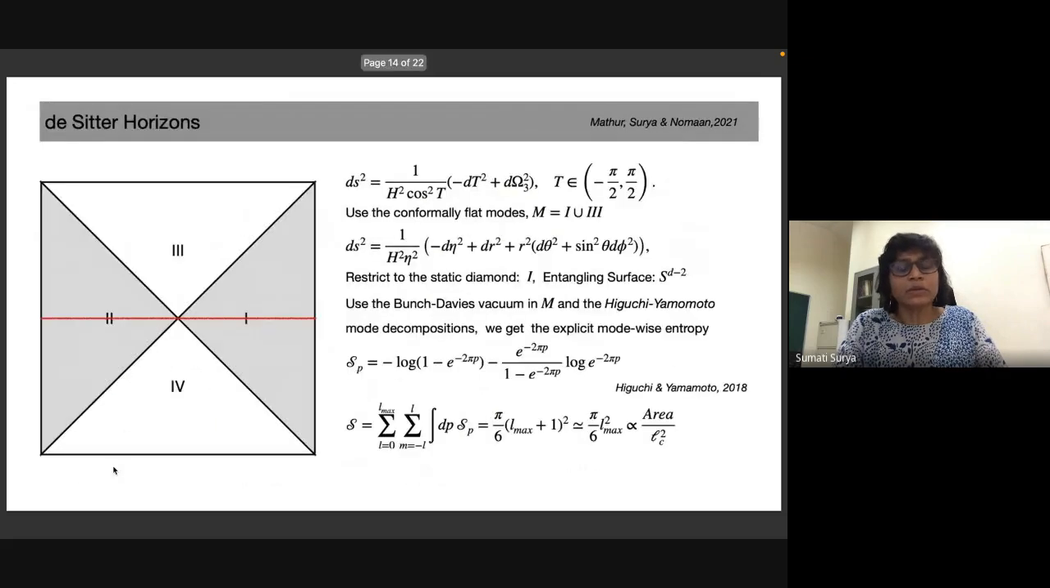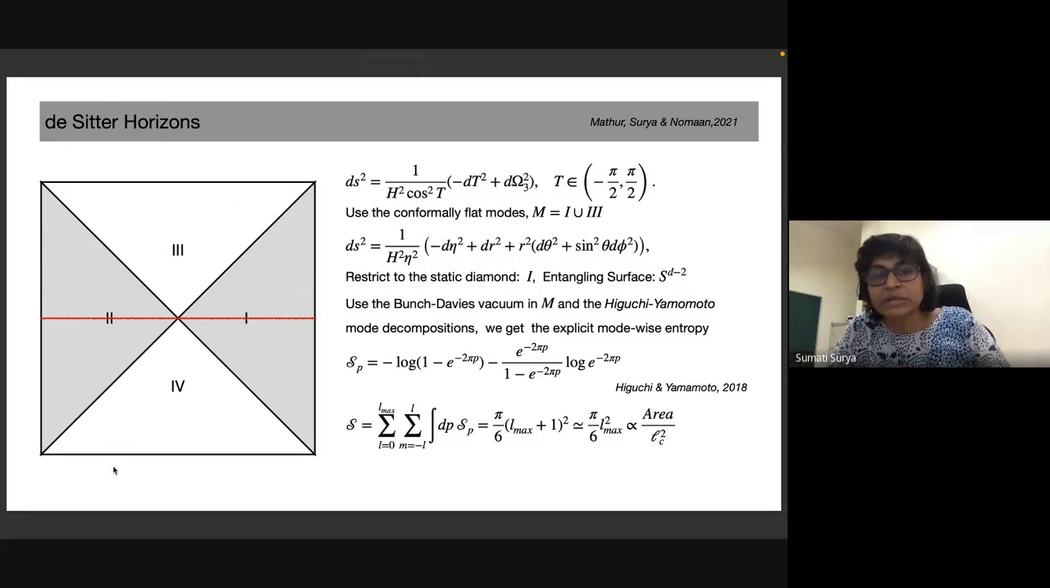All right, so the next thing that we did was to take the paraphernalia that we have and examine other space-times, which are of course of more general interest than the causal diamond, and that is De Sitter horizons, both plain De Sitter horizons, that is cosmological horizons, as well as De Sitter-Schwarzschild horizons, and see whether this space-time entanglement entropy formula gives you what you expect in these cases.